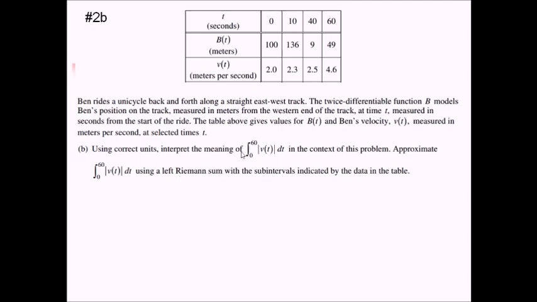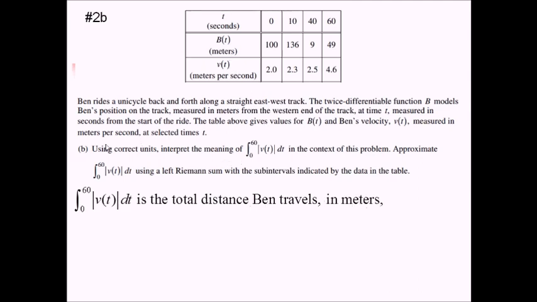Let's do this interpretation part first. Whenever you're taking the integral of absolute value of velocity, you're finding the total distance. So we're talking about the total distance that Ben travels in meters. You got to have the units in there. They said using correct units. And they also want the time element here. If you leave that out, you don't get the credit. So this is from 0 to 60 seconds.